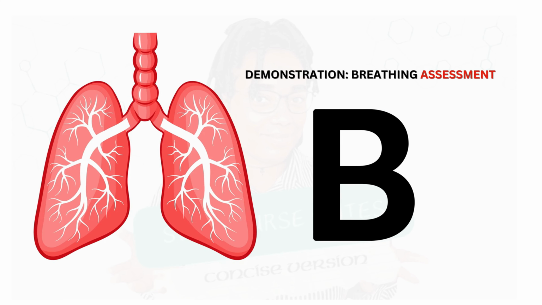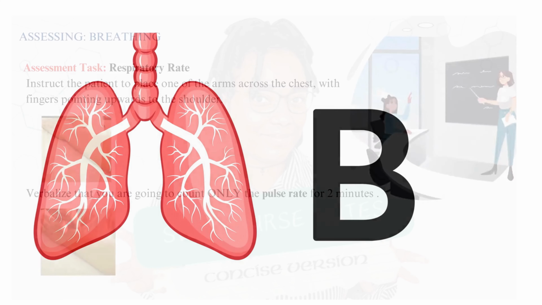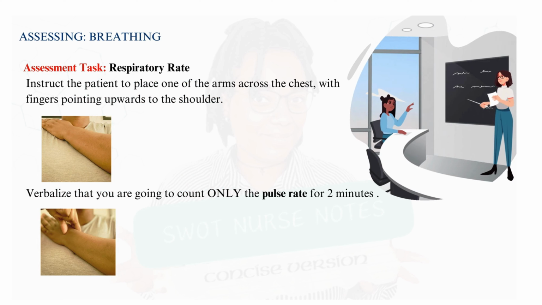Demonstration for breathing. You are now required to assess breathing. What would you do first? I would assess the respiratory rate. How would you assess the respiratory rate? I would instruct the patient to place one of the arms across the chest, with fingers pointing upwards to the shoulder. I would also verbalize that I will be counting the pulse rate for 2 minutes.